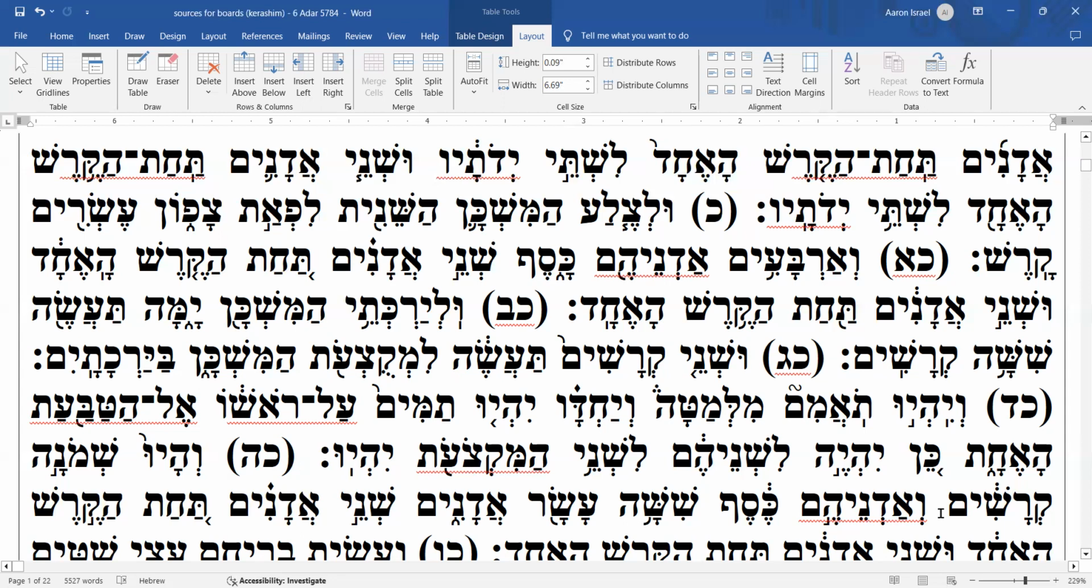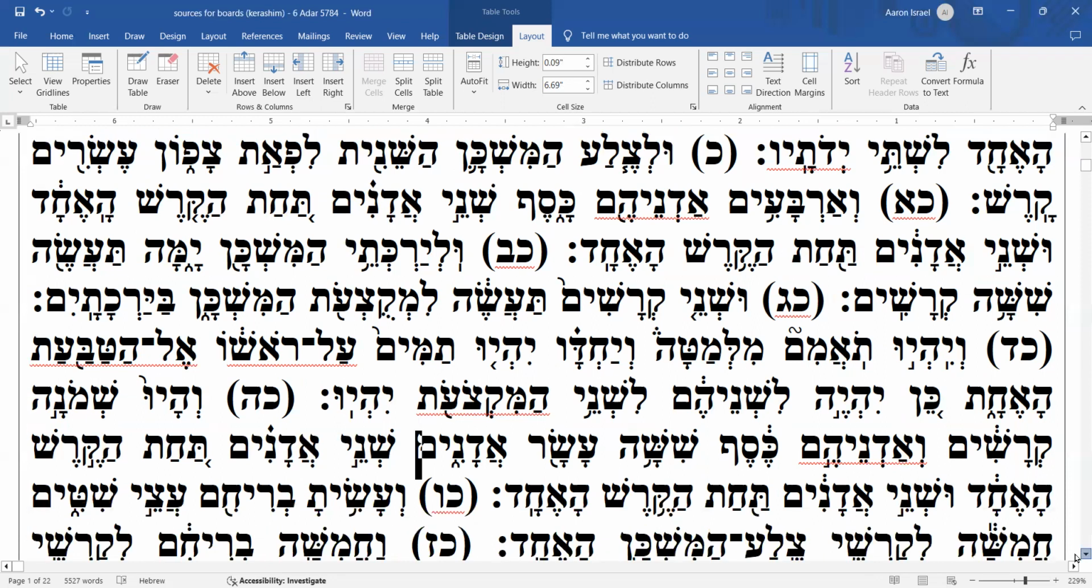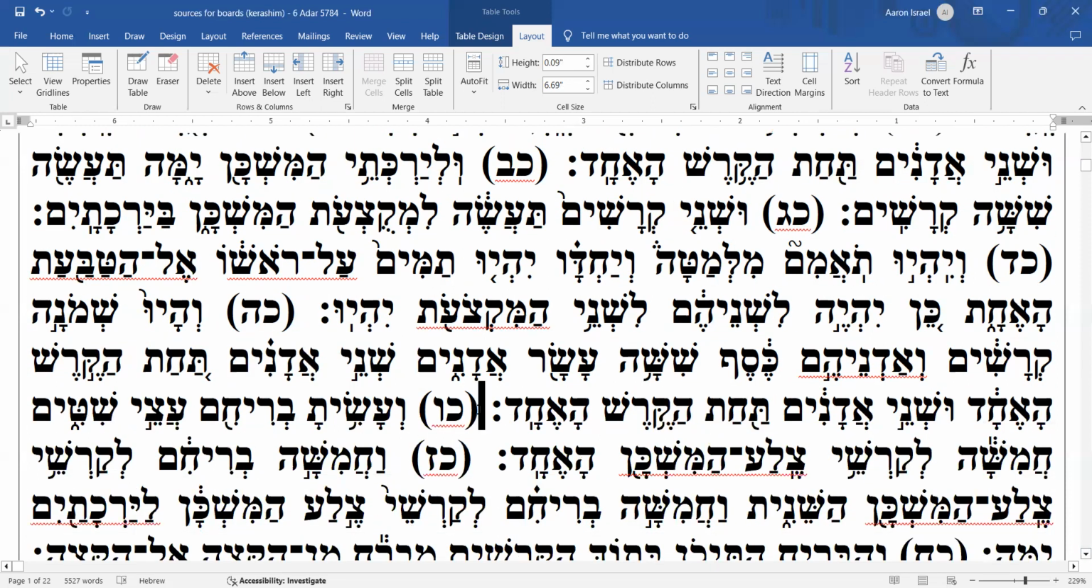So therefore, since we had 6 plus the 2 corner ones, total of 8. Vadehem Kesef. They all again also have silver Adanim, silver sockets. Shisha Adanim. There are 16 for the 8 poles. So the total we have so far is 48 Kerashim and 96 Adanim.